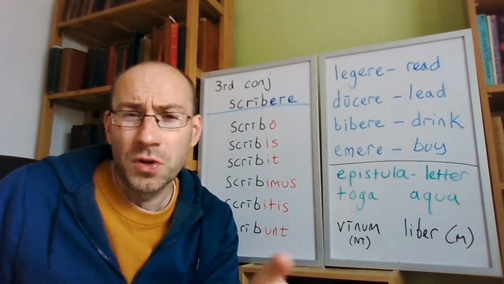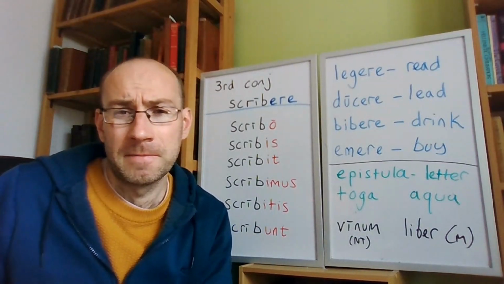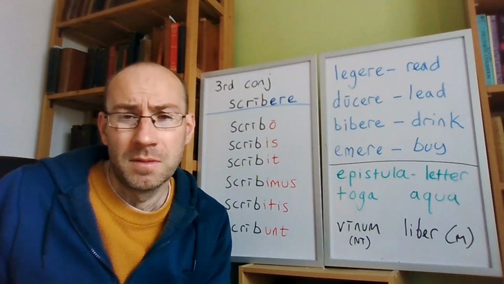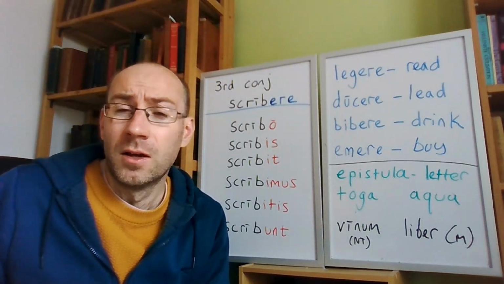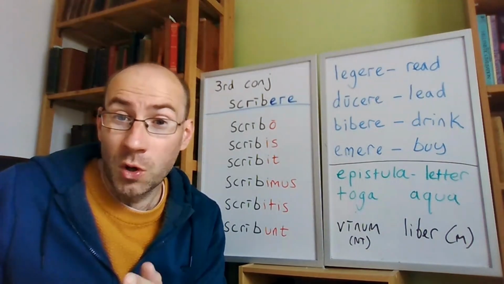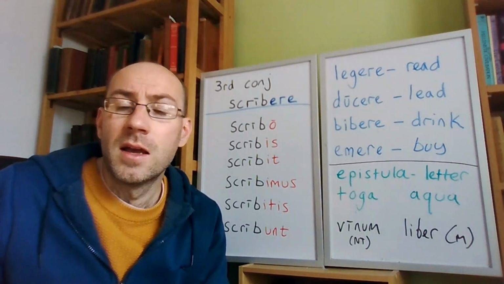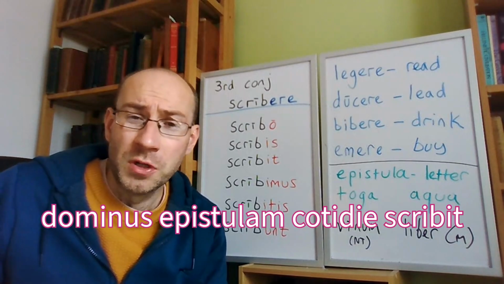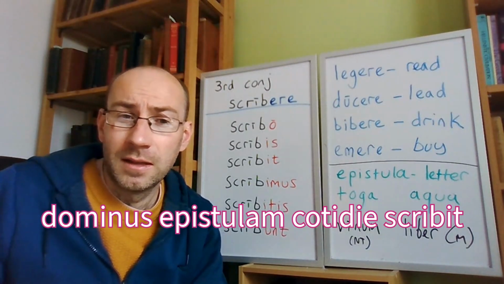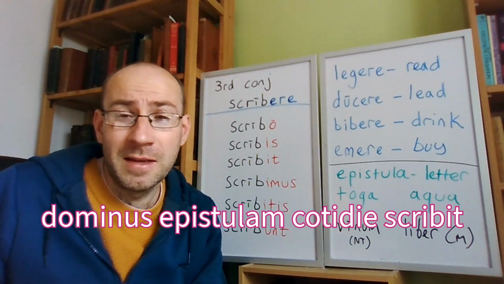You could change the focus with more or less the same sentence and say something like, the master writes a letter every day. The master writes a letter every day. Dominus epistolam, accusative. Quotidie, do you remember that one? Every day. It's an adverb. Quotidie scribit. Dominus epistolam quotidie scribit. You could put the accusative first. Epistolam. Dominus quotidie scribit.